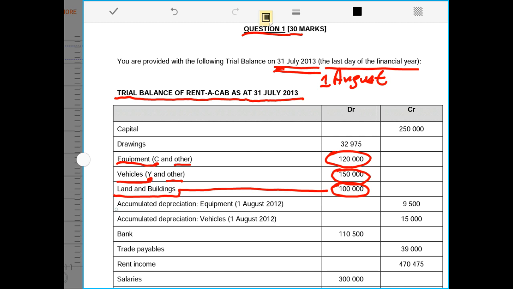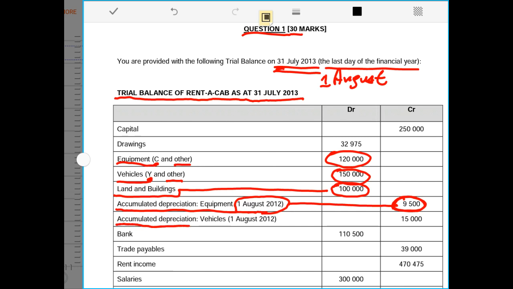After that, we are given the accumulated depreciation for equipment on the 1st of August 2012. That means this is an opening balance of all the depreciation for equipment from the date the equipment was acquired until the end of the year 2012. Therefore, the 2013 accounting period begins now, and the total accumulated depreciation is 9,500. I always highlight that it's important that students should be able to calculate this amount. However, I will not prove that in this exercise.